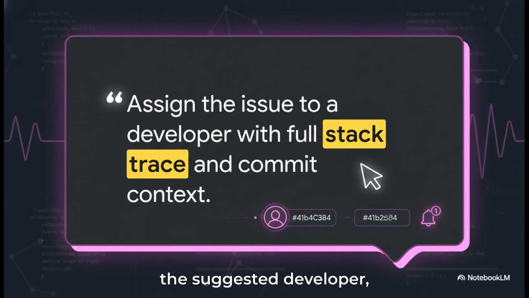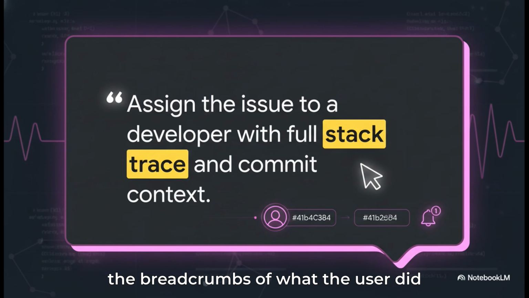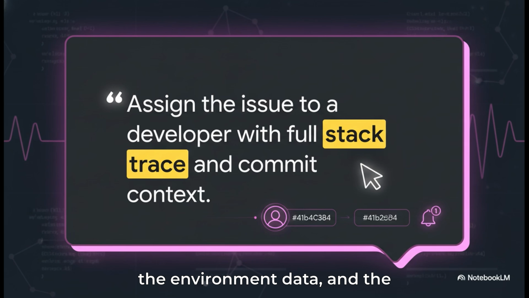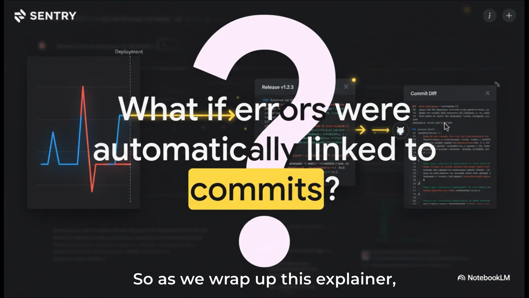Which leads us to the final, incredibly satisfying step in our incident response: assigning the issue to the suggested developer, complete with the full stack trace and commit context. From right within Sentry, you literally just click the suggested assignee. Developer X instantly gets a notification containing the exact error, the breadcrumbs of what the user did leading up to it, the environment data, and the specific commit they wrote that likely caused the whole thing. We have officially turned a chaotic, panic-inducing deployment failure into a highly efficient, perfectly targeted resolution workflow, all in under 10 minutes.